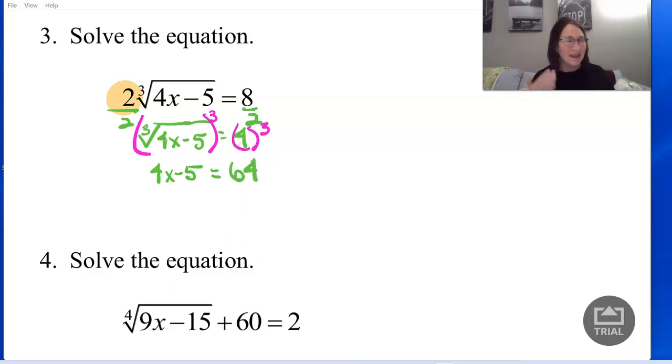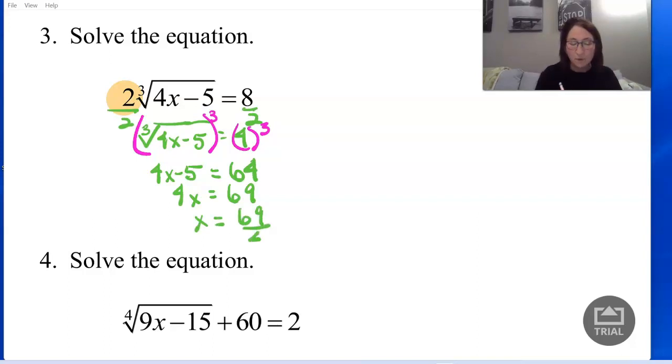I add 5 to both sides. I get 4x is equal to 69. Divide by 4, x is equal to 69 fourths. I still need to check this, even though it's a fraction, and I know people are not a fan of fractions.